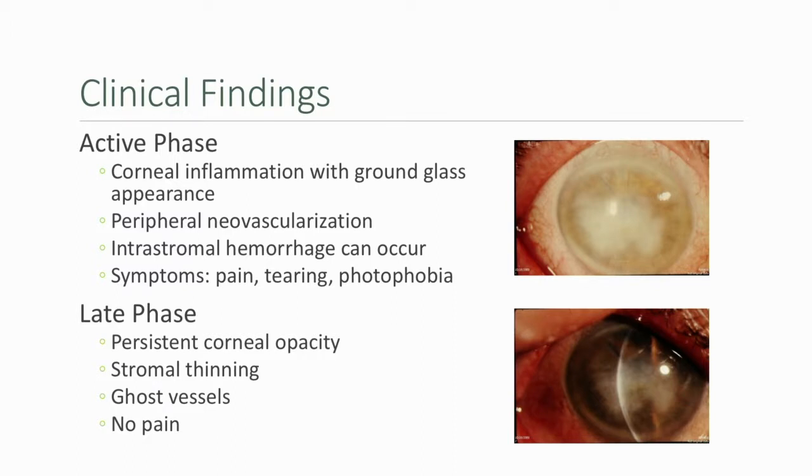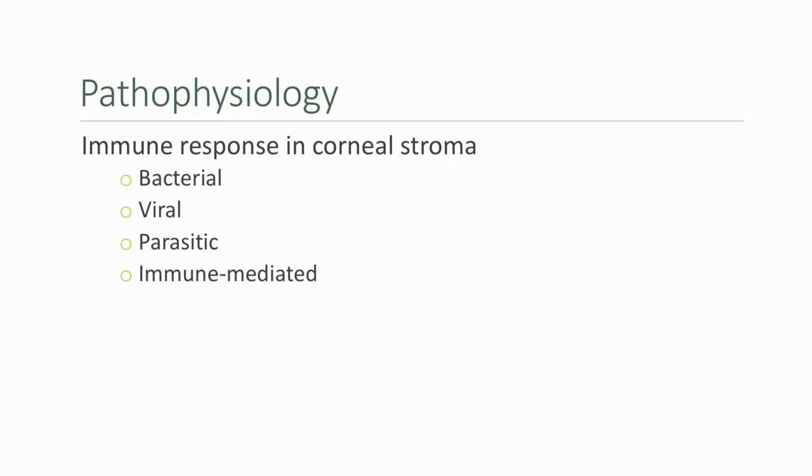In the later phase, many patients will develop persistent corneal opacity. There's often associated stromal thinning. In most cases, the neovascularization does regress to leave you with ghost vessels, and that's usually a painless phase for the patients. So diagnosis. This is primarily a clinical diagnosis based on what is seen in the patient.